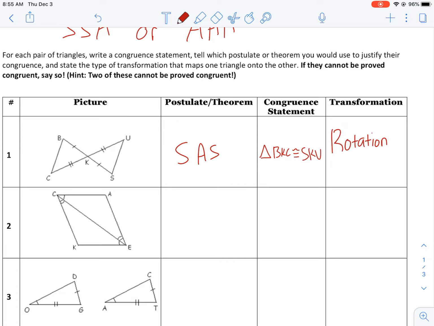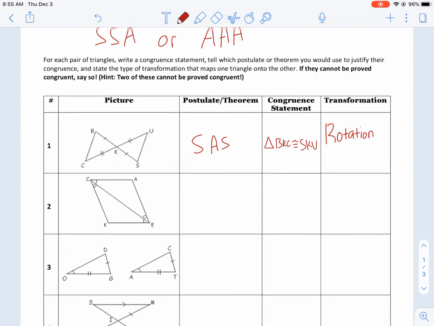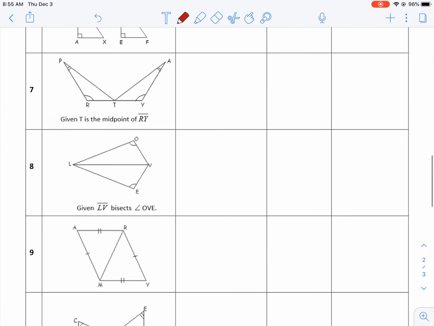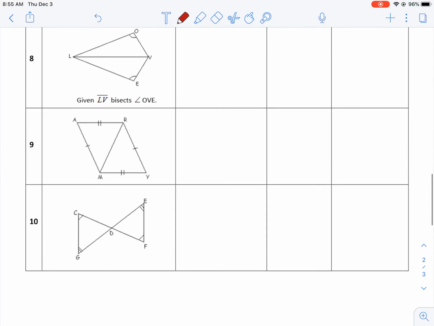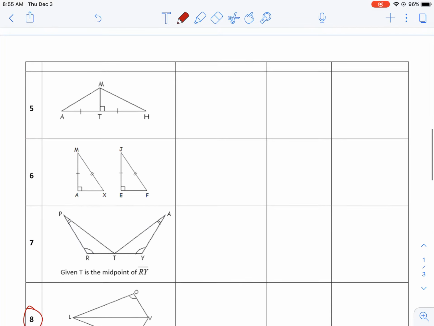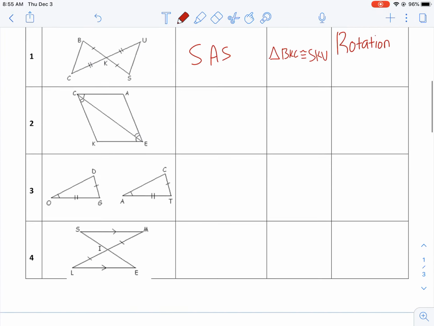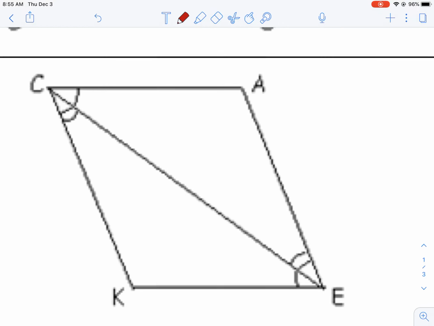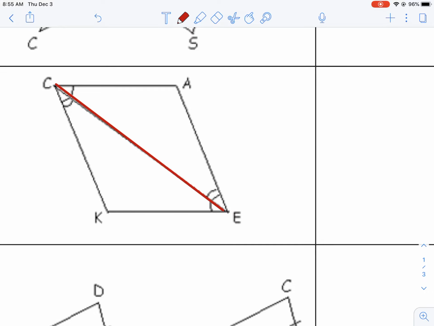All right. So I want you guys to try this on your own. The only hint that I'm going to give you is there's a couple of them, 9, 8, 5, and 2. What do all those have in common? The triangles are right up next to each other, like this. What that means is they share a side.